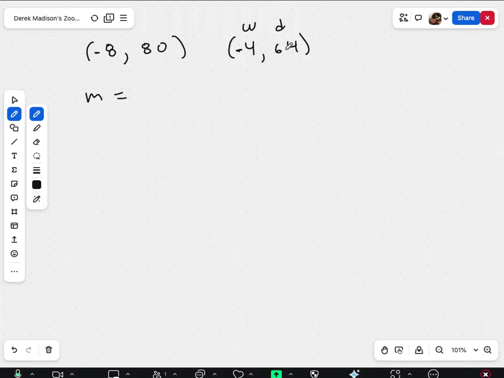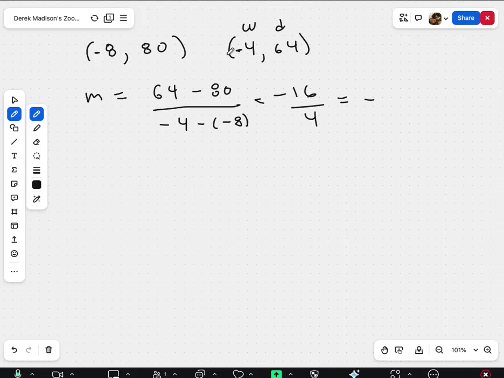So now when I go to find my slope, I have 64 minus 80 over negative 4 minus a negative 8. And so that is negative 16 over negative 4 plus 8, which is 4. We're moving forward in time from negative 8 to negative 4, so that should be positive 4 weeks. As we go forward 4 weeks, the price drops $16.